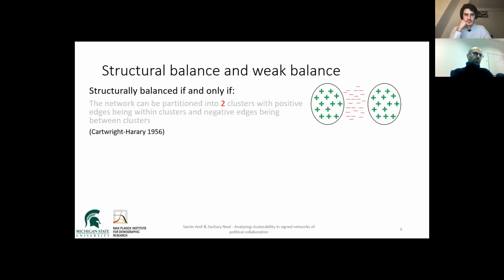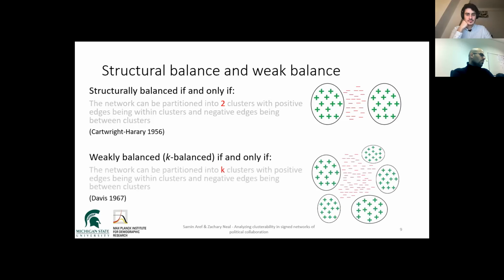All right, now that we know how the networks are created, let's move on to the difference between structural balance and weak balance, which is the main methodology behind our analysis of these networks. So according to structural balance theory, if a signed network could be partitioned into two clusters such that positive edges are within the clusters and negative edges are between the clusters, it is structurally balanced. And we have a similar definition for a weakly balanced network or a K-balanced network according to Davis from the 60s. Based on this definition, a network is K-balanced if the same condition is satisfied when we partition the network into K groups, which could be more than two.